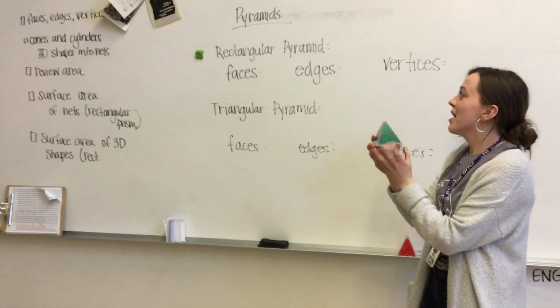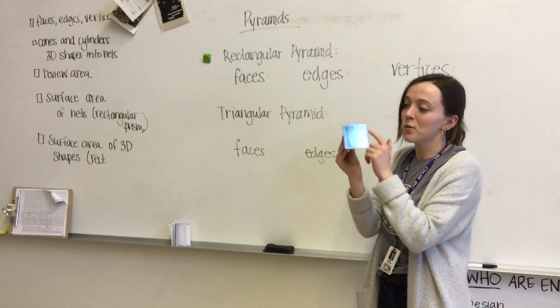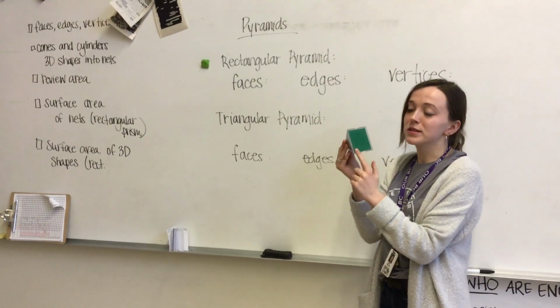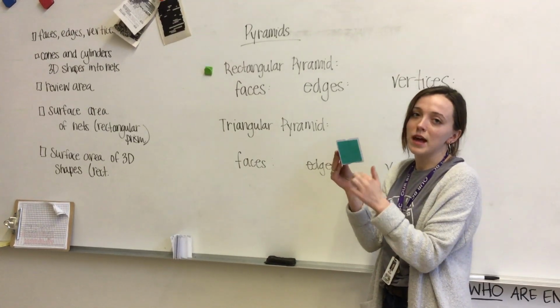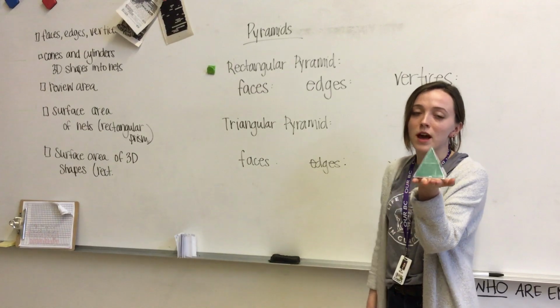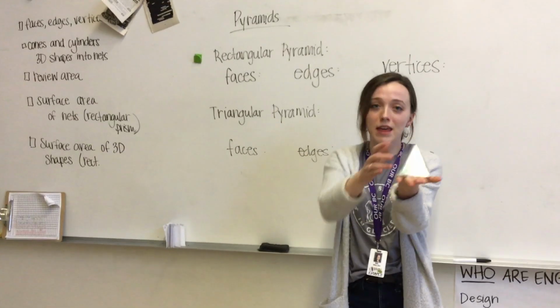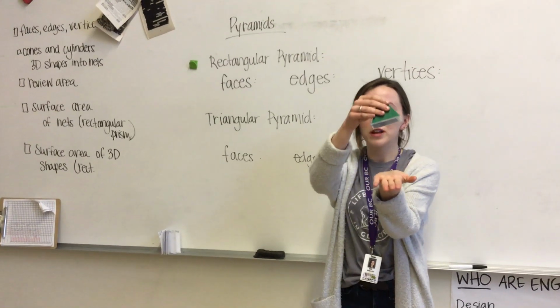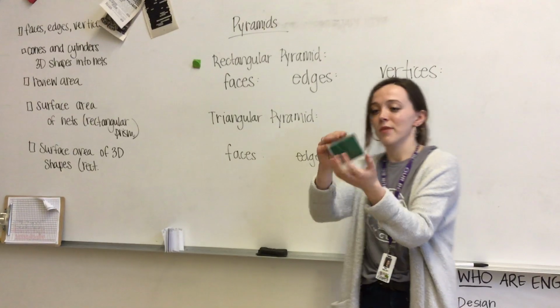All right, so the reason it's called a rectangular pyramid is because the base is a square or rectangle. And we know that squares can be considered rectangles because they have two sets of parallel sides, like here. So the base is what it would sit on. In Egypt, we don't see pyramids like this. We see pyramids like this, right? So the base is what it sits on. So the base of this is a rectangular pyramid, all right?